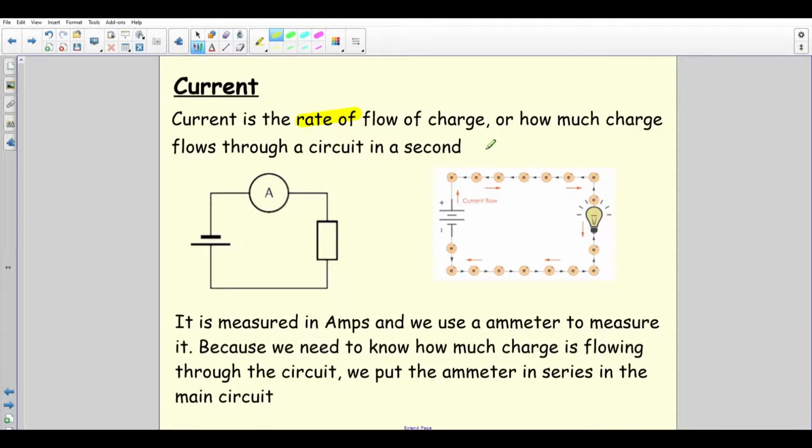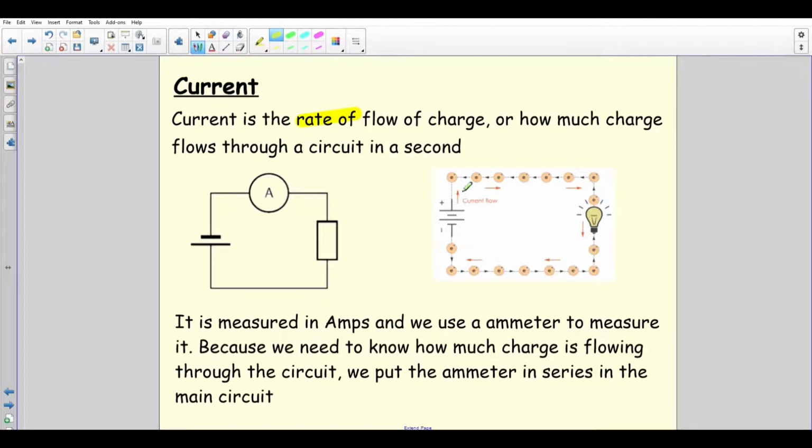Okay, the water might be flowing really fast. You might have really fast flowing water in a little stream going down a mountain. But a big river is going to have more water. It's going to have a higher current because more water is flowing down it, even though it's not as fast, there's just more of it. So it's not quite about speed. It's the rate, so how much per second. So the rate of flow of charge, or how much charge flows through a circuit in a second.